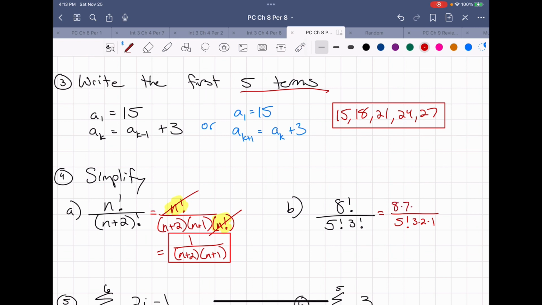8 times 7 times 6 times 5, 4, 3, 2, 1, but I could just write that as 5 factorial. These match, so I can cross those out. 2 times 3 is 6, so I can cross those out. And 8 times 7 is 56.